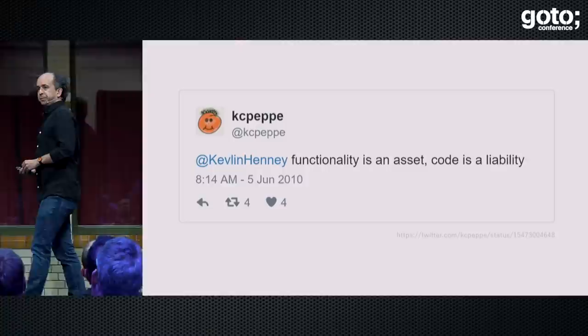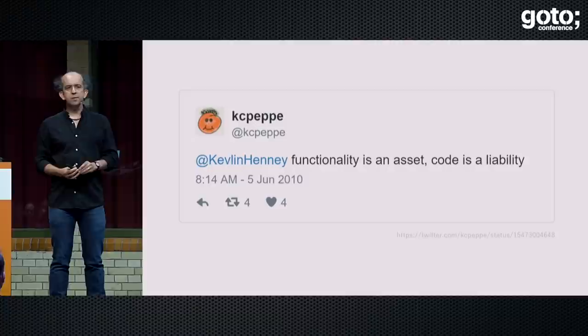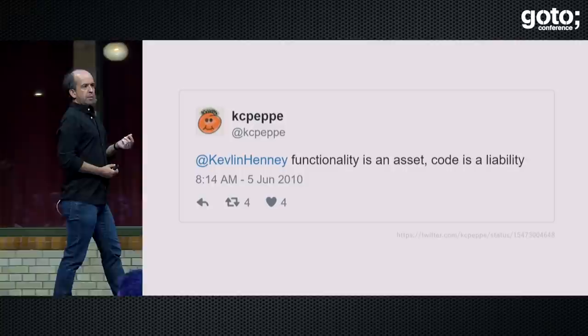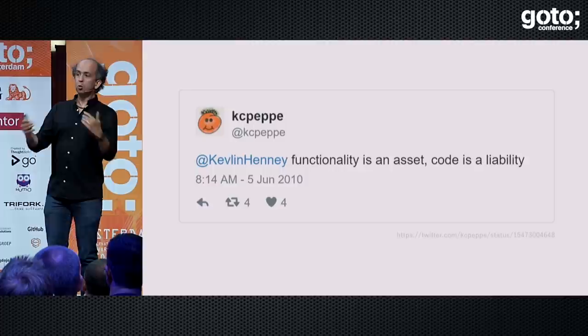Kirk Pepperdine, a few years ago, tweeted this one at me. Functionality is an asset, code is a liability. And I remember thinking, this is really interesting, because I've spent the better part of my career trying to convince people that code is an asset. It turns out that these are both simultaneously true, but they offer us different perspectives. The idea is that what people want is functionality. When you download a new framework, that's what you want, it's functionality. The fact that you might be able to see the source code, that's great. But normally what you want is the functionality.